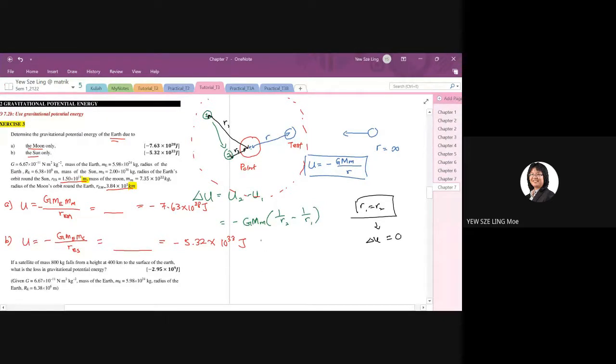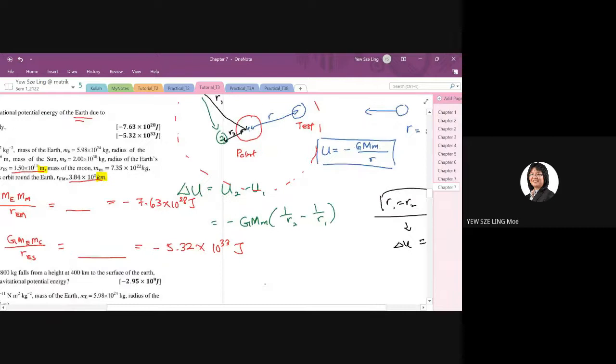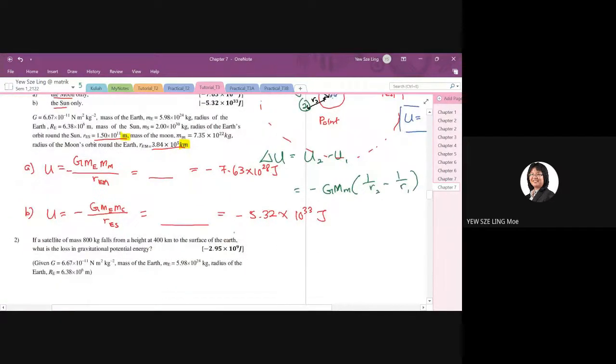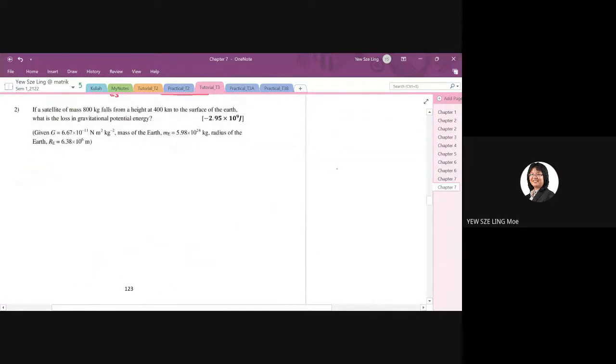All right. So next, let's look at question number 2. Question number 2 now involves the force of an object. If a satellite of mass 800 kg falls from a height of 400 km to the surface of the Earth, what is the loss in gravitational potential energy? So how are we going to calculate this question? Okay, now let's see.